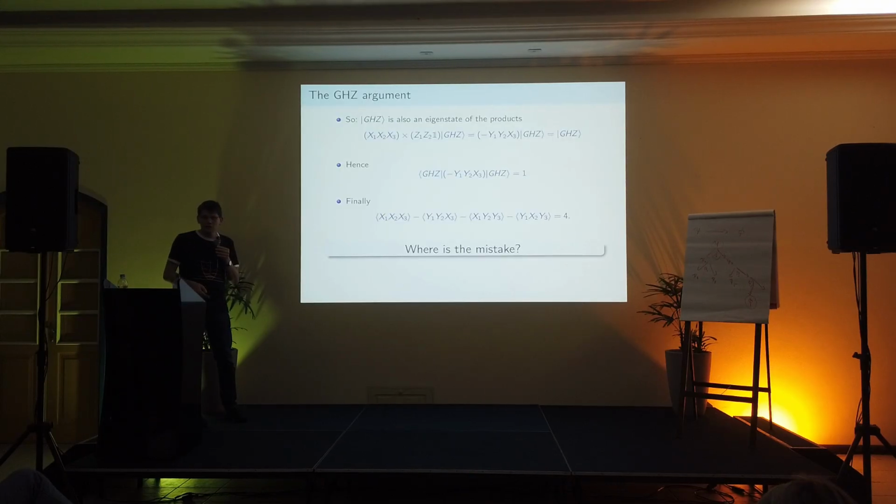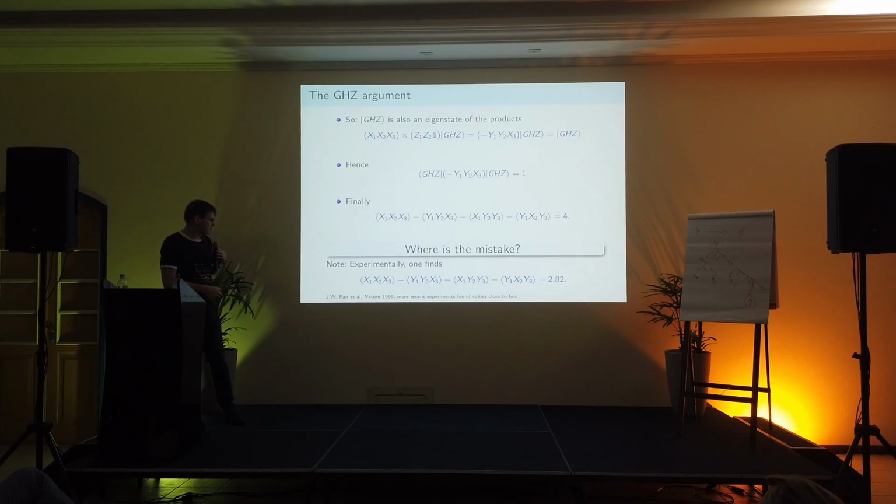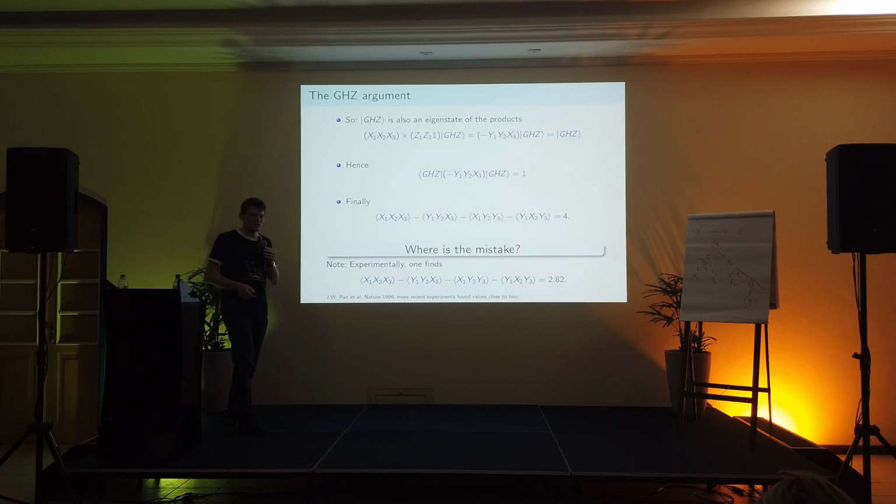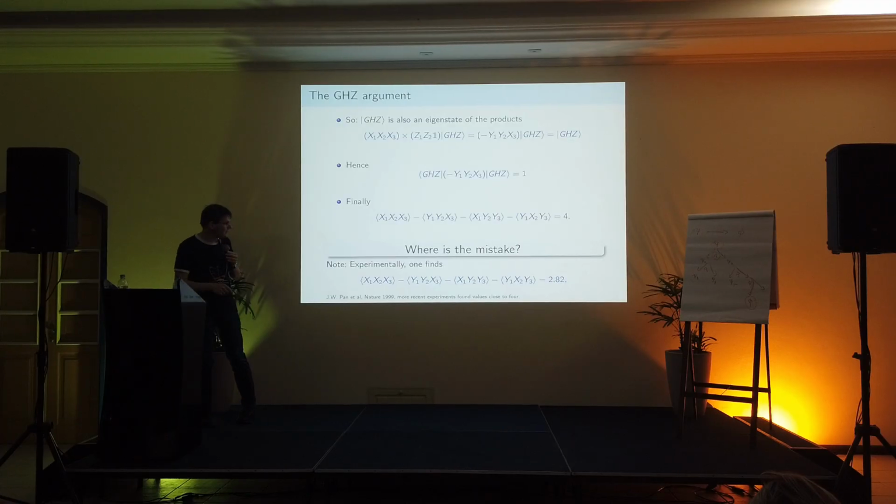So the first thing that you can maybe do in such a case is just measure it. And people have done this. Actually, a very old experiment by Jian-Wei Pan and Anton Zeilinger in 1999 already clearly saw a value of 2.8, which is larger than 2. So it's some more hint that maybe there's really something wrong with this inequality.